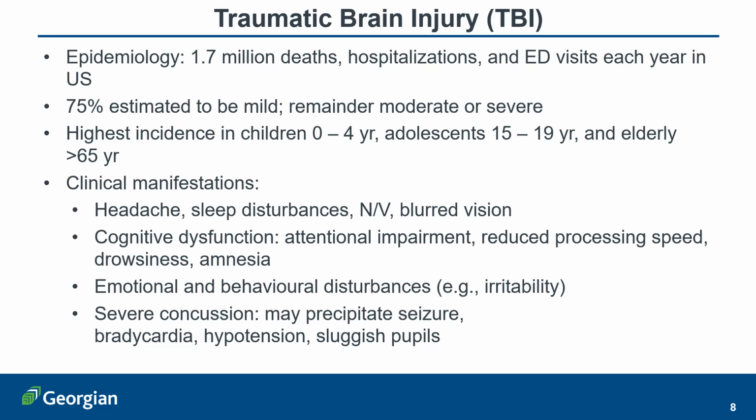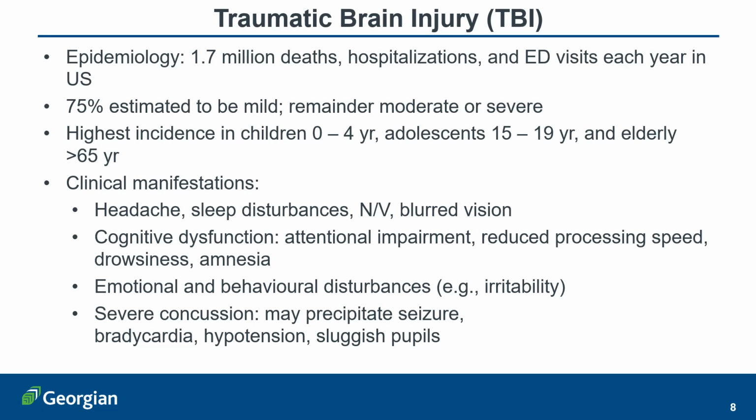The highest incidence of TBIs is in children 0 to 4. That might not surprise you considering the number of accidents that occur in that age group. It is also high in adolescents, especially adolescent males, due to the increased risk-taking activities, and in the elderly greater than 65 years, the assumption here being that most of the TBIs in the elderly are due to falls.